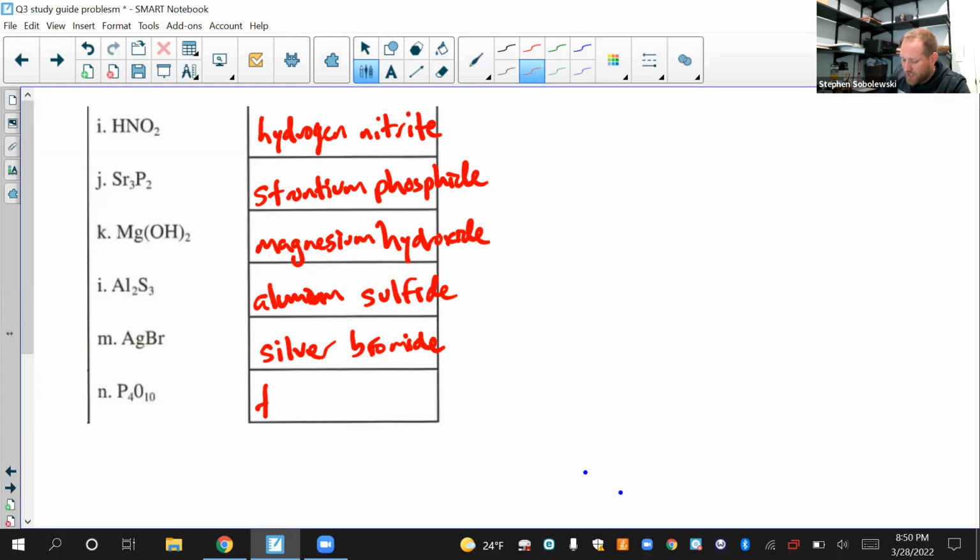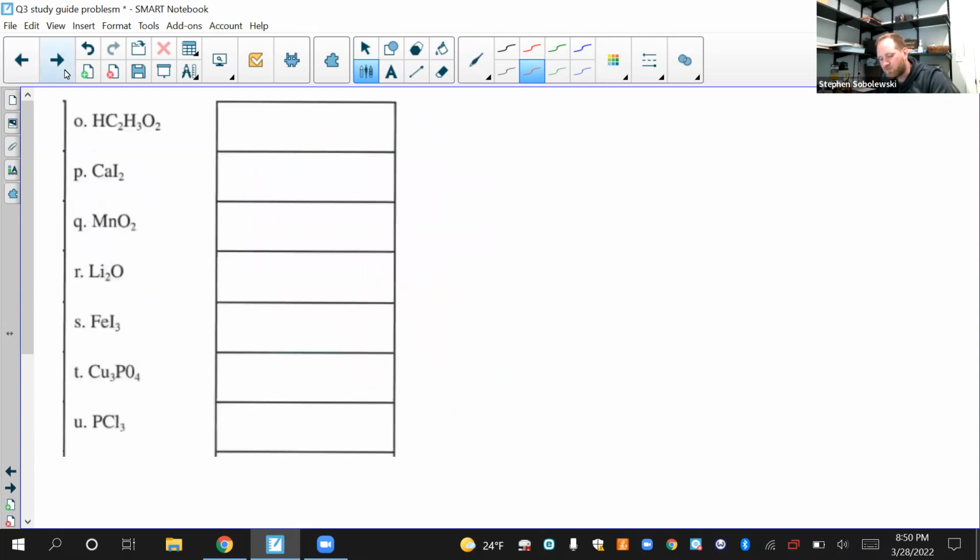P4O10, that's going to be tetraphosphorus decaoxide, but instead of saying decaoxide, you cut the A out and just say decoxide. Tetraphosphorus decoxide. Okay, H followed by acetate. So we're going to call this hydrogen acetate. We'll later learn that's called acetic acid when it's aqueous, but don't worry about that for now. Next is calcium iodide.